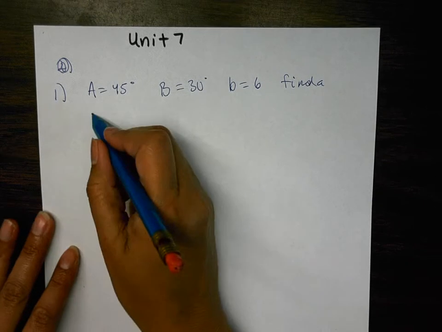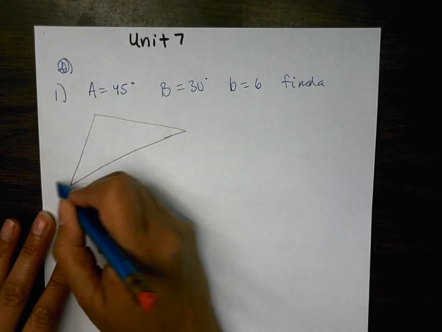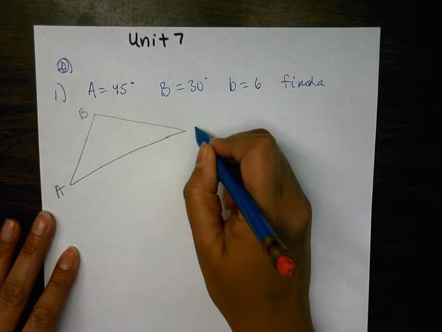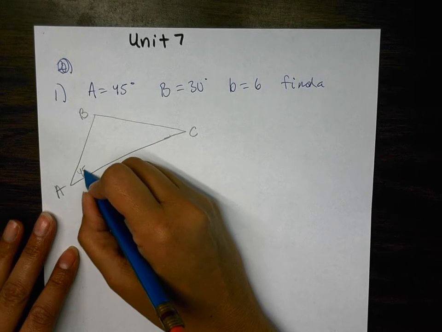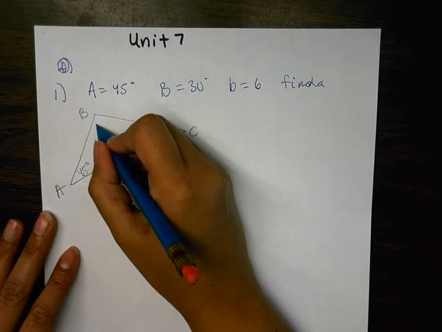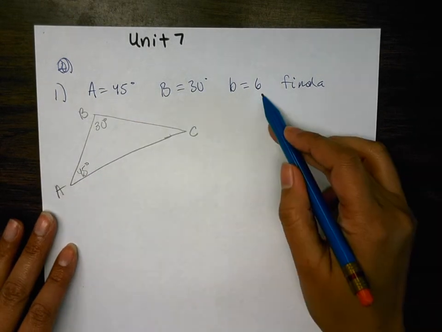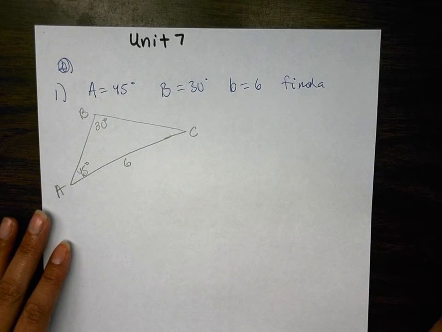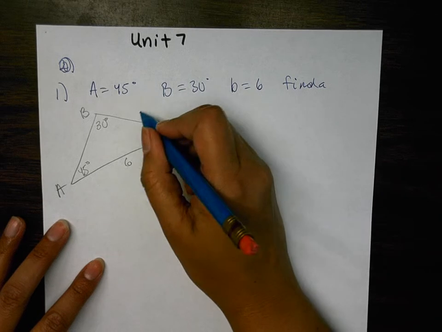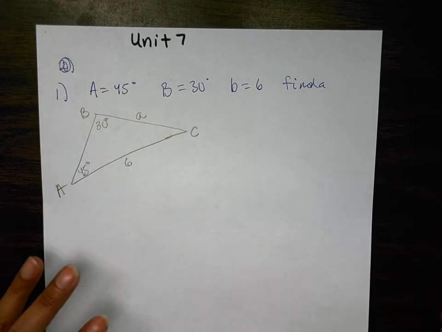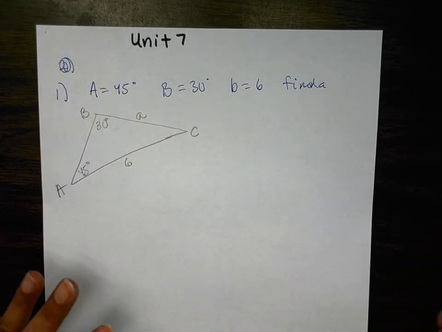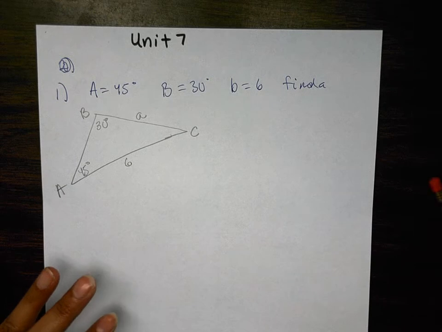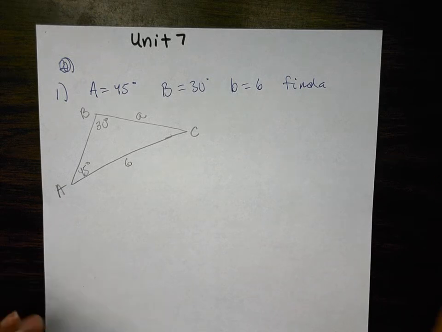Okay, so this is the one where we draw our triangles. Remember, I'm not drawing them to scale. A is 45 degrees. B is 30 degrees. Little b is 6, and they want us to find A. And it did not say that this was a right triangle, so can we use right triangle trig, the SOHCAHTOA stuff? No, we can't use opposite over hypotenuse because it's not a right triangle.